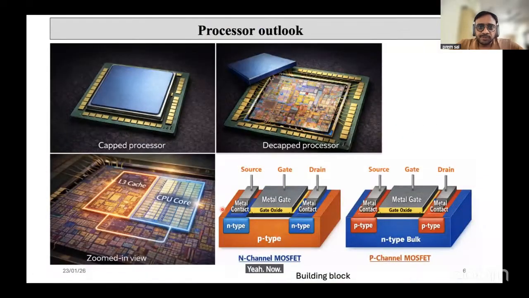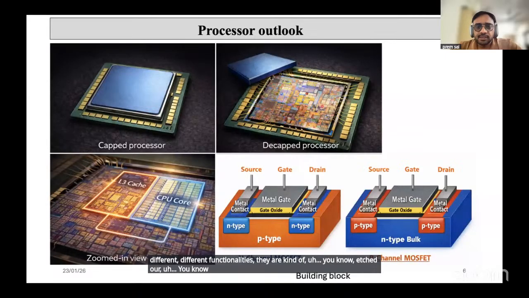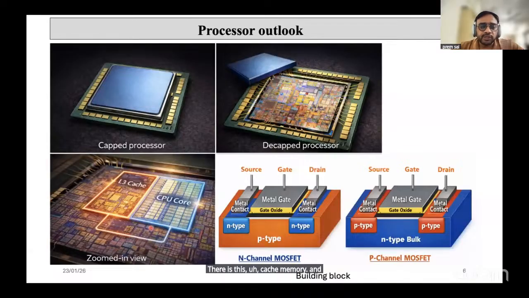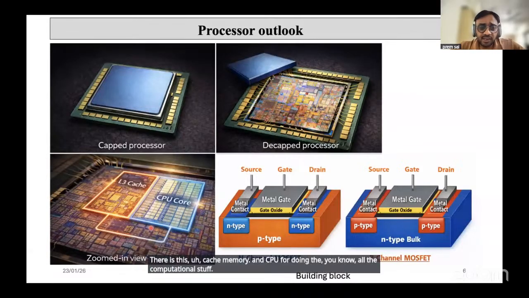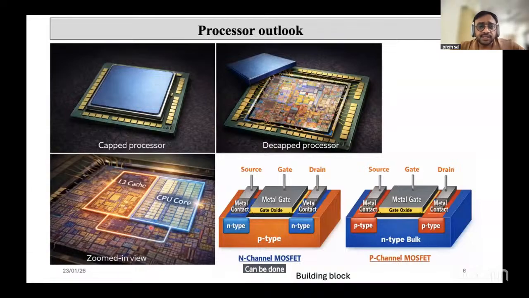Now this you have seen. This is how the capped processor looks. If you decap it, what you see is a bunch of blocks with different functionalities. They are etched or fabricated, we can say. And finally, they are wire bonded. So this will go on to the PCB and all. If you zoom into some of the blocks, you see there is cache memory and the CPU for doing all the computational stuff, and the cache memory for accessing the data. I'm just showing this as an example.